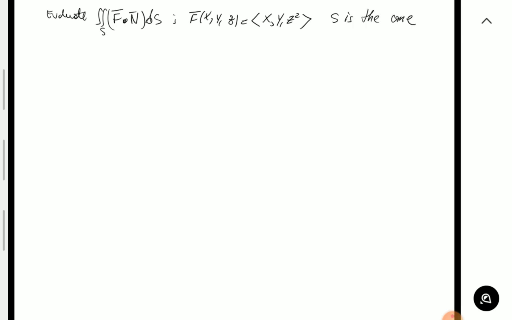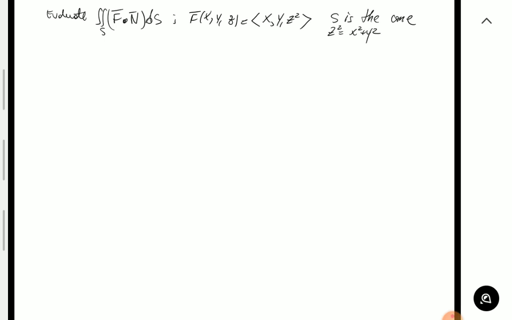All right, so let's do an example. Let's evaluate the surface integral over a vector field as follows. So F of x, y, z is given by the components, let's say x, y, z squared, in which, and let's make it a little bit more complicated, S is the cone z squared equals x squared plus y squared.